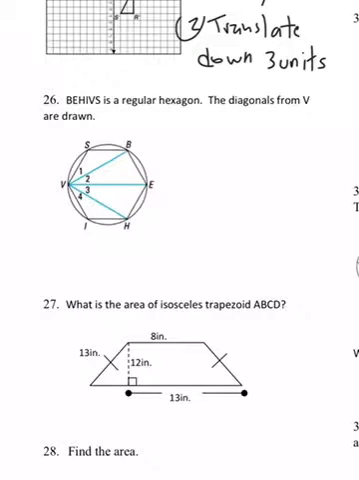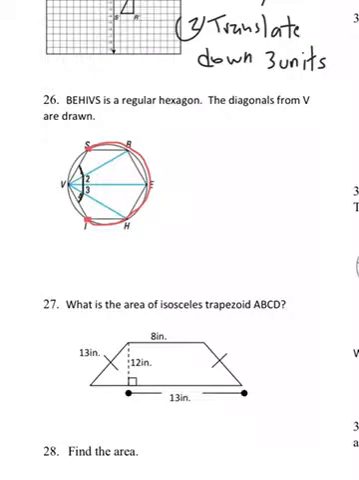Beehives is a regular hexagon. The diagonals from V are drawn. The question didn't come out when we copied it originally, but it simply should ask, what is the measure of the sum of the numbered angles? Angle V is an inscribed angle, and it should be half of the arc it intercepts. Now, if you follow V, it goes out to S, comes around BEHI, and it's a hexagon inside.